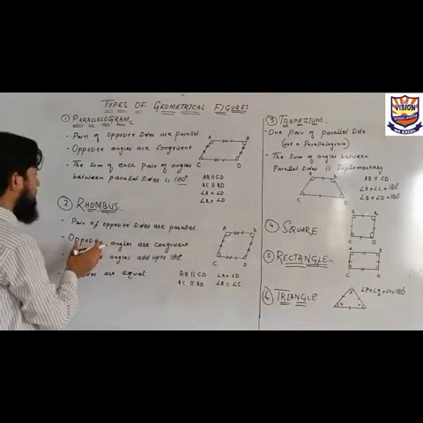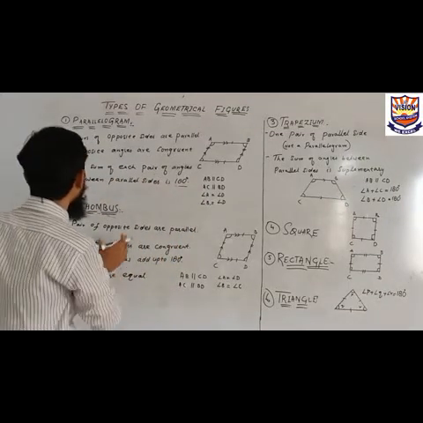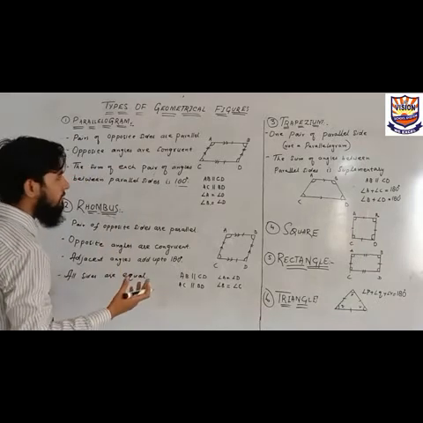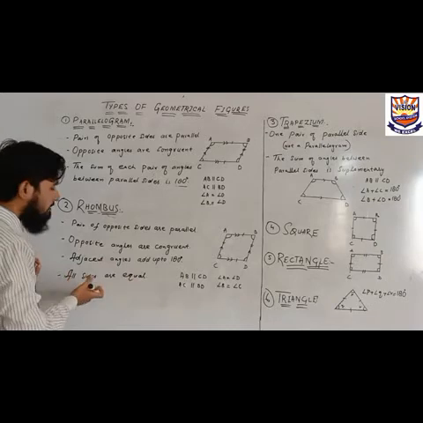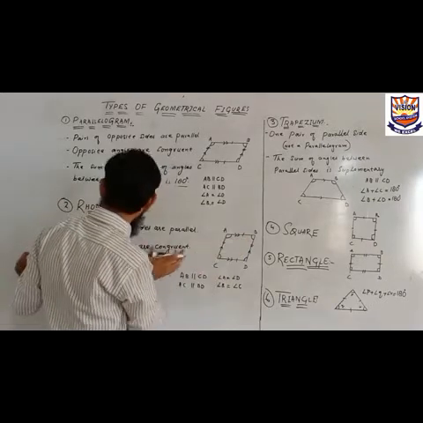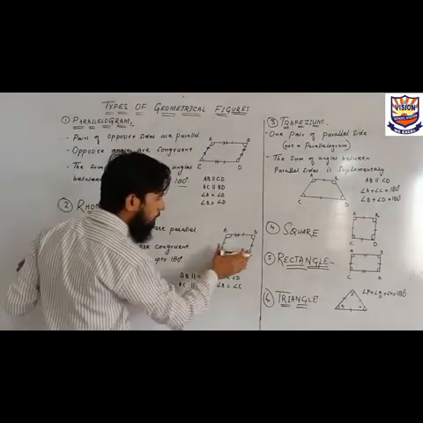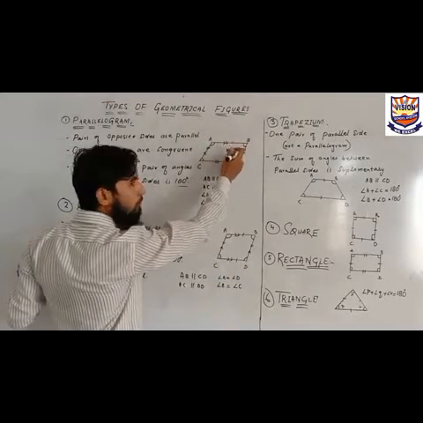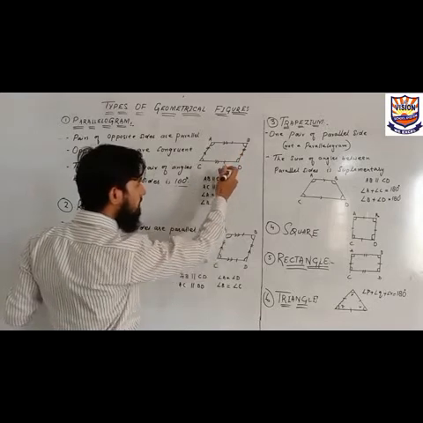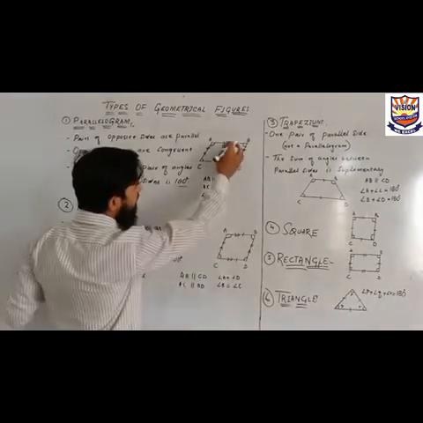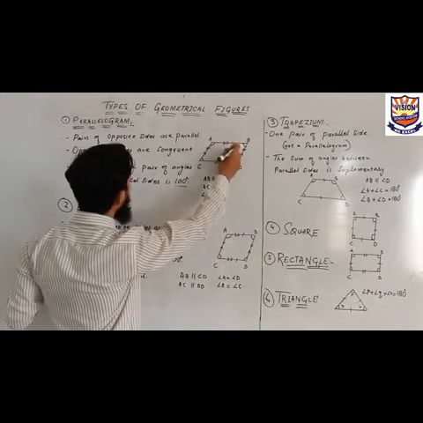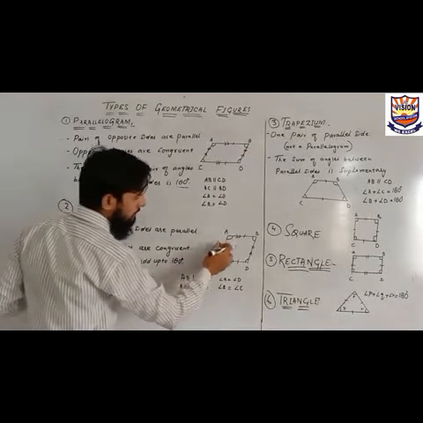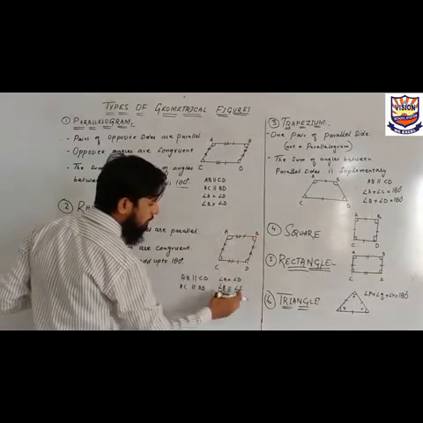Now rhombus. The properties of rhombus and parallelogram are almost the same, but there is only one difference. The difference is that all sides are equal. All sides of a rhombus are equal, but in a parallelogram only two opposite sides are equal. So this is the only difference. You can see that in a parallelogram the opposite sides are equal, and in a rhombus all sides are equal.